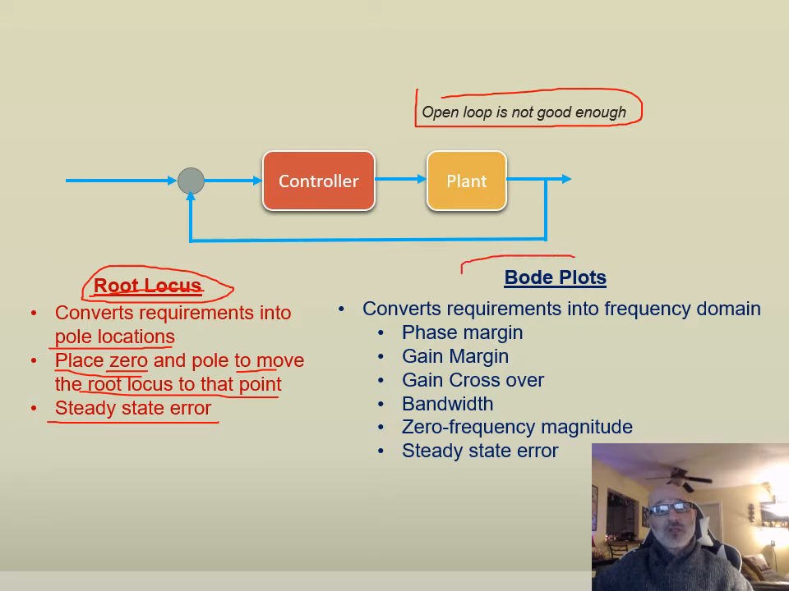But now we're going to switch over to the Bode plot. This is going to convert requirements into our frequency domain. That's one of the main differences now: we're dealing with the frequency domain rather than the time domain. As we're dealing with the frequency domain, we have a couple other things that we need to look at, which are our phase margin, our gain crossover, the bandwidth, our zero frequency magnitude, and our steady state error. So that is when we're going to utilize our Bode plots.